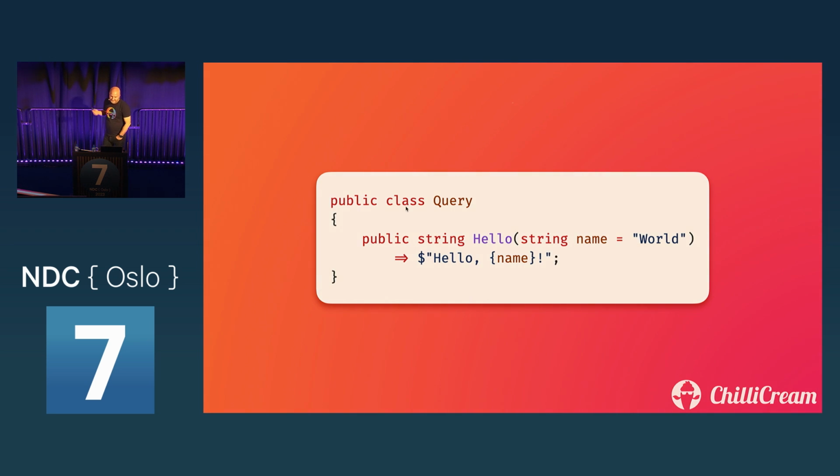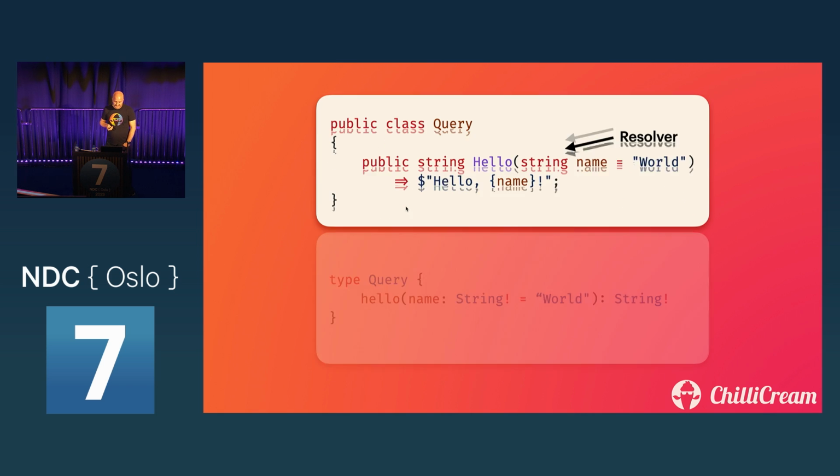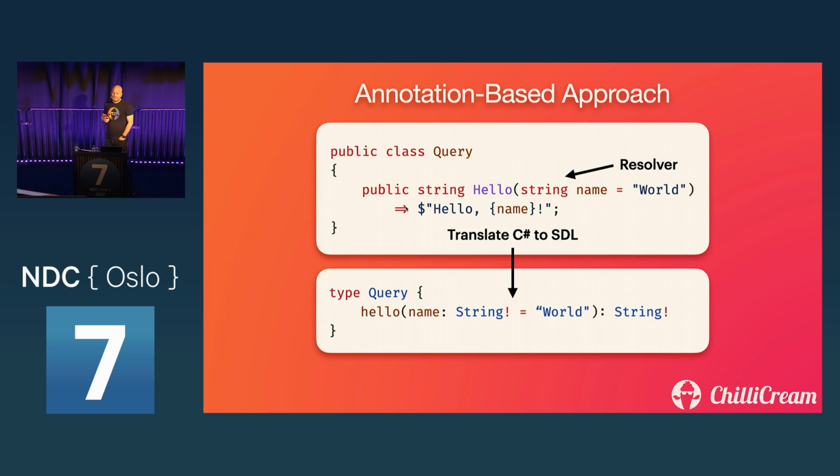OK, so what we did here is basically we took a simple C# type. We inferred from that the GraphQL type. As I said, this method here is called a resolver in a GraphQL context. What we call this approach is actually the annotation-based approach, where we infer our runtime language, C#, into GraphQL. That's actually what Facebook did for the first GraphQL server.